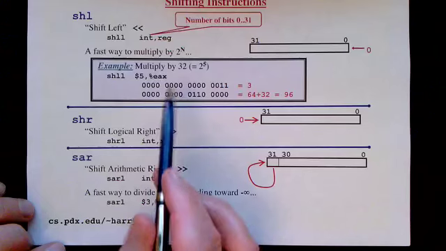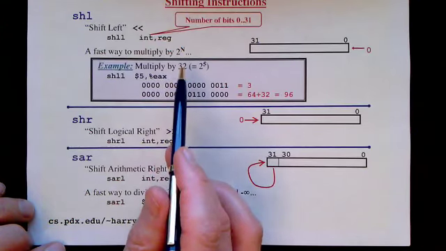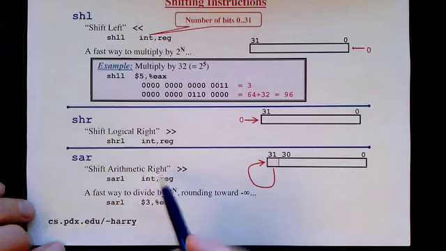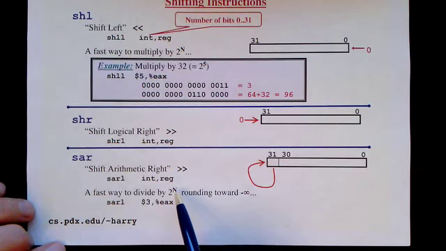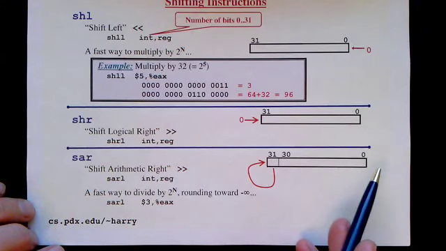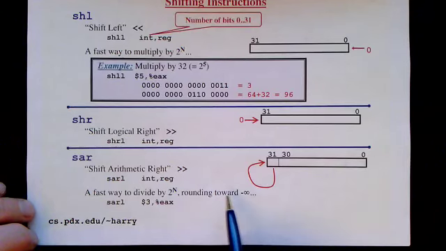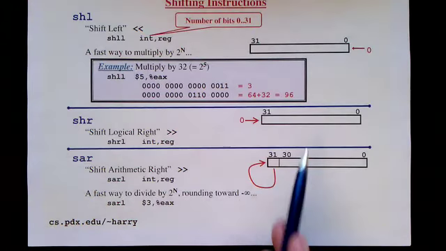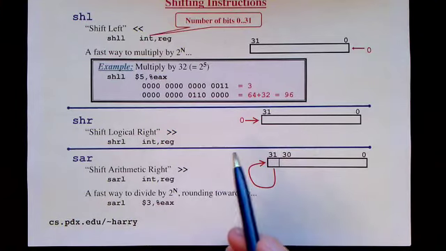And just as shifting to the left is a fast way to multiply by 2 to some power, shifting to the right is a fast way to divide by 2 to some power. So for example, shifting right 3 bits is equivalent to dividing by 2 to the third, or dividing by 8. And we lose bits off the least significant end, and so we effectively round, and we round down toward negative infinity. So that is the shift operation.